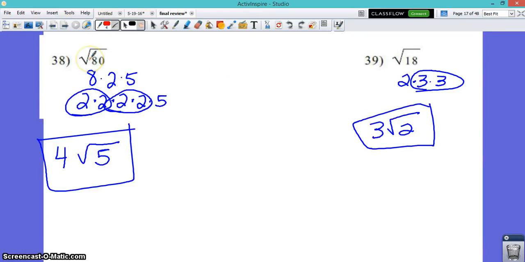38. Again, what is this? This is 8 times 2 times 5. Or you could have said 8 times 10 and then broken it down from there. Any way you go about it, you know that you have a pair of 2's, and that's going to give you 4 root 5. Right here, you have the same thing. 2 times 3 times 3, which is 18. Pair of 3's, pull it out.